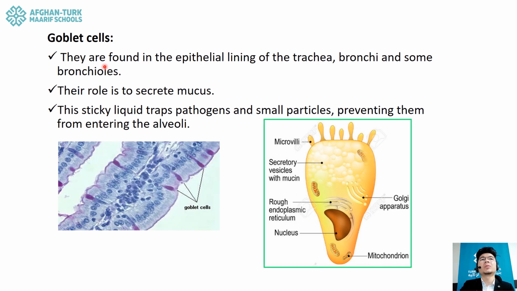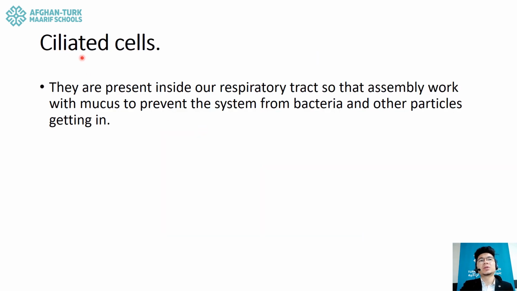The protection of this system has two strategies. The first one is goblet cells, and the other one is ciliated cells. Goblet cells are present in the epithelial lining of the trachea, bronchi and some bronchioles, and they secrete mucus so that small particles and pathogens get stuck in this mucus and cannot enter our alveoli. The other strategy in our respiratory system is ciliated cells. They are present inside our respiratory tract, and they work together with the mucus, preventing bacteria from going inside our lungs.